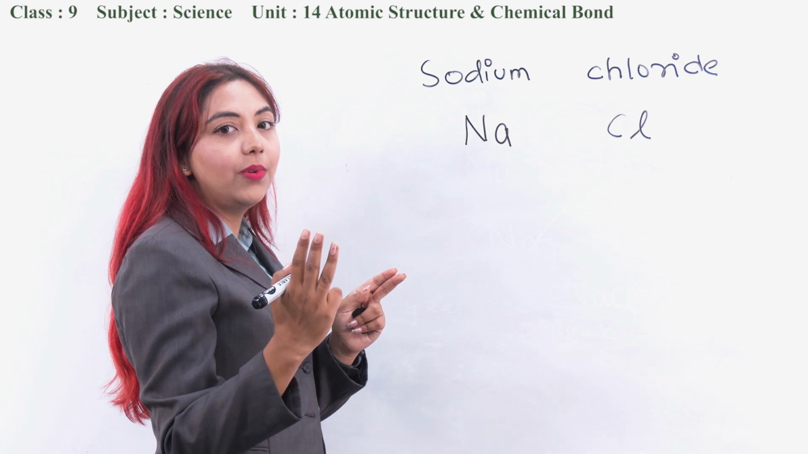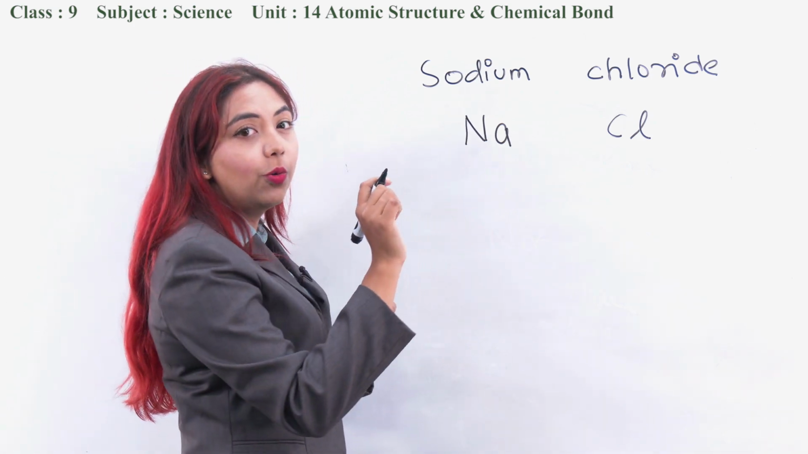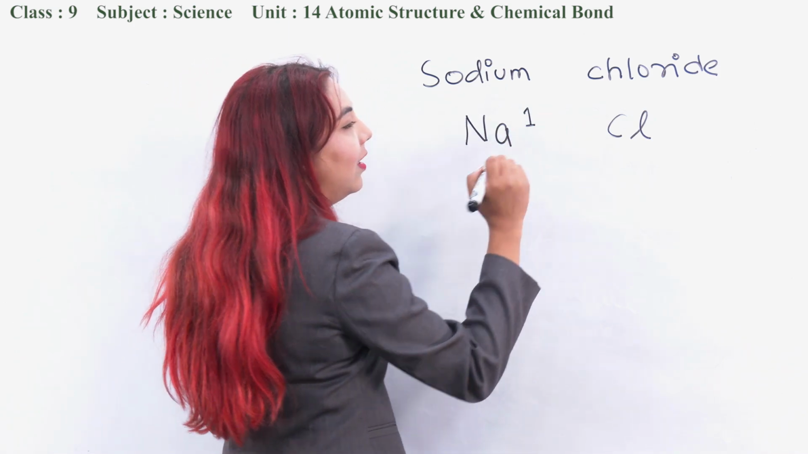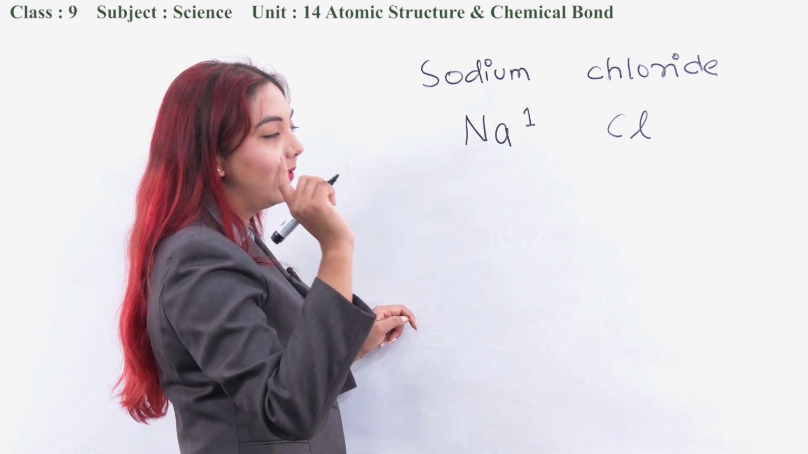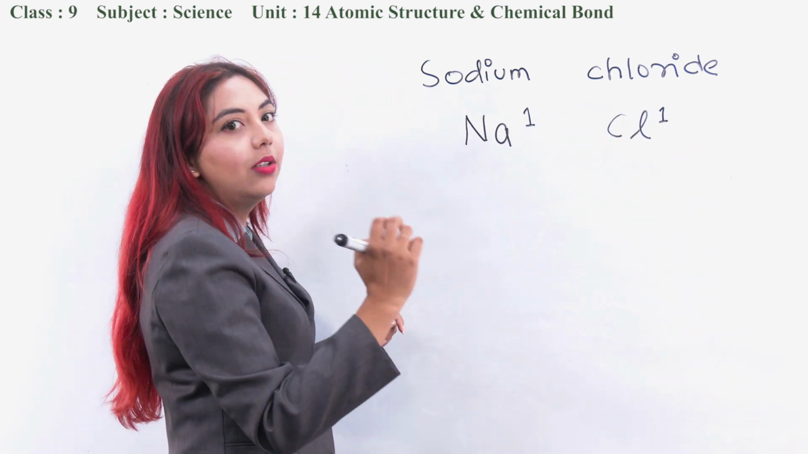Now the third step is you should write down its valency. So the valency of sodium is, yes, it's 1. And the valency of chlorine, it's also 1. So this is our third step.